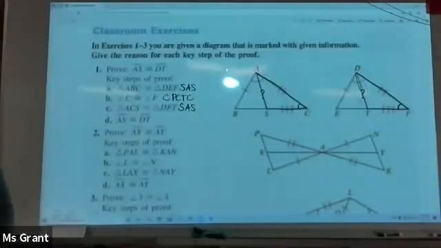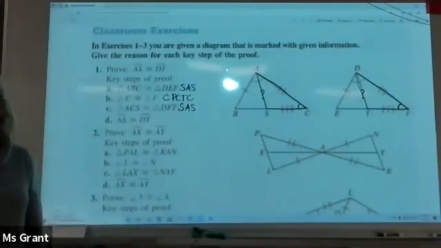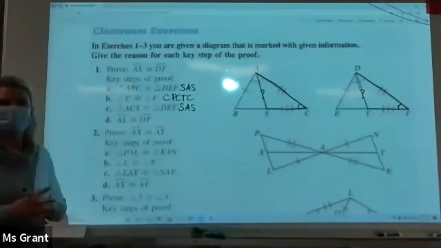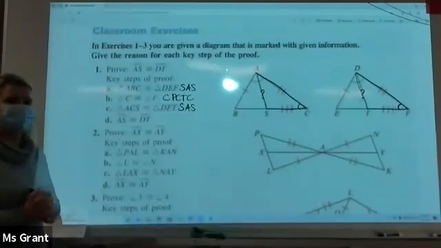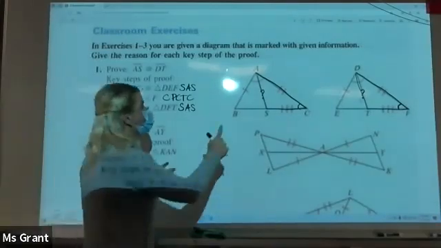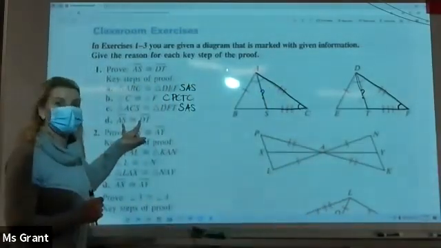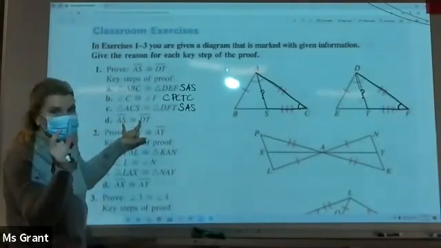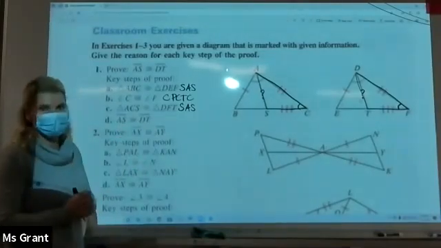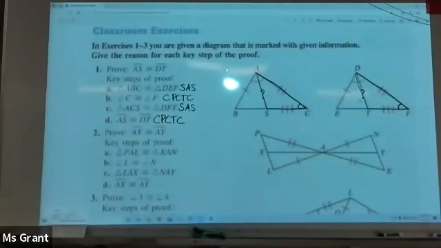Now, if I know that those black triangles are congruent, how do I know that the question marks, AS and DT, are congruent? Because I said the whole black triangle is congruent to the whole black triangle. Now this line is congruent to that line. This little part is congruent to that little part. Line, line. What am I going to say? CPCTC, again. So that's how you do these. So really and truly now you're doing 2 and 3.